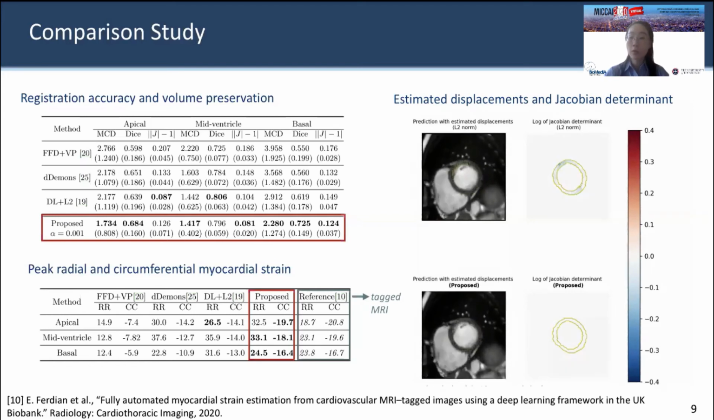Besides, we also visualize the displacement and its log of Jacobian determinant across one cardiac cycle. The proposed approach shows better volume preservation at different cardiac phases. So these results indicate that incorporating biomechanical prior knowledge can benefit the motion tracking, and the learning-based regularization function is also able to implicitly capture and represent biomechanically realistic motions.